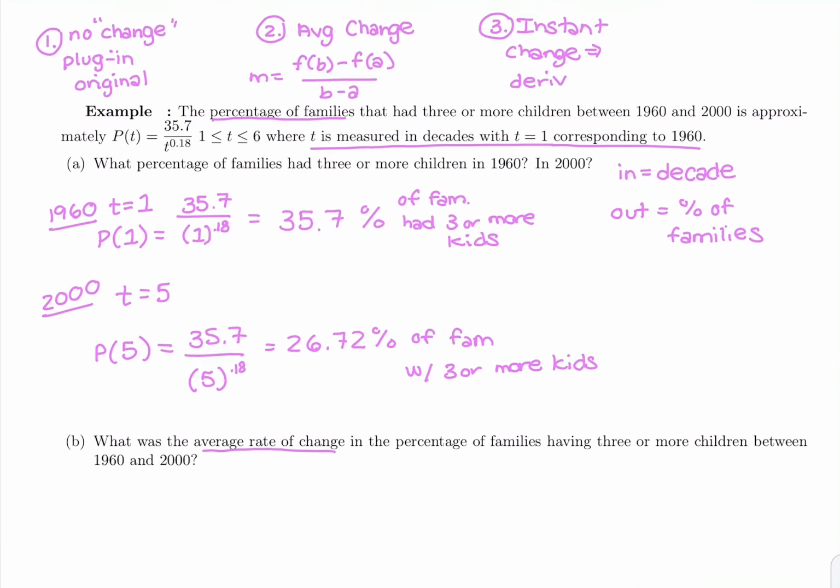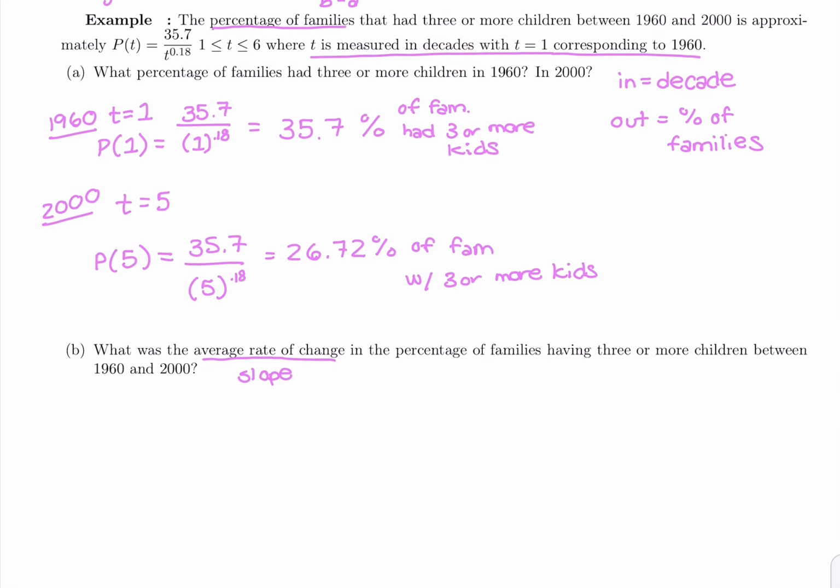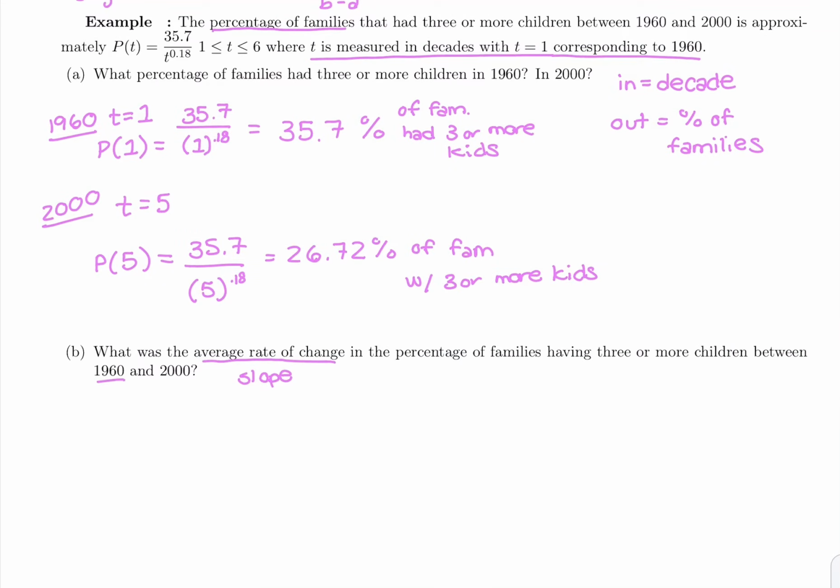The next part says, what was the average rate of change? Keying in right there are three options: average rate of change, slope, of the percent of families having 3 or more children between 1960 and 2000. We are going to use our slope formula. We want to plug in these t values. T equals 1 is given. We already counted our fingers and said this is t equals 5. So we're going to do P of 5 minus P of 1 over 5 minus 1.